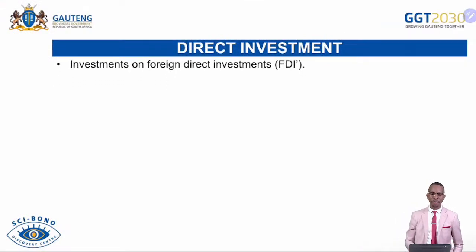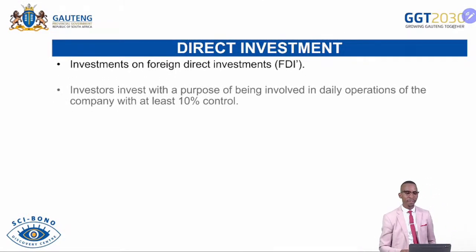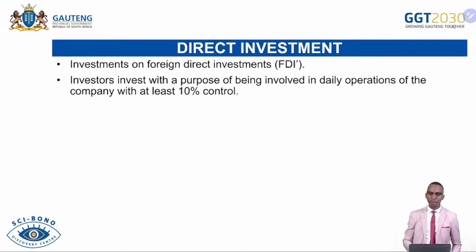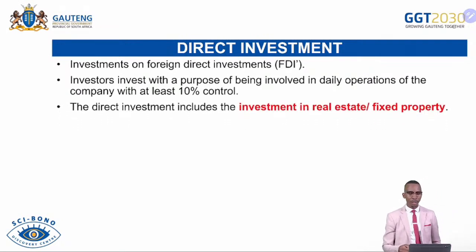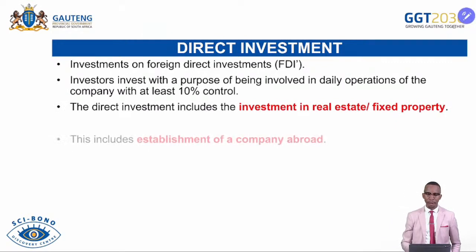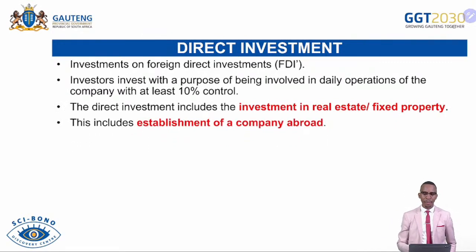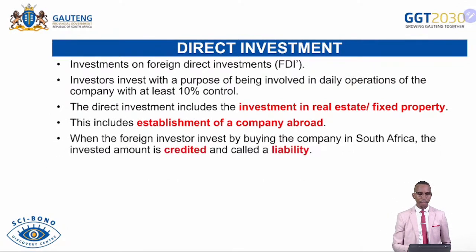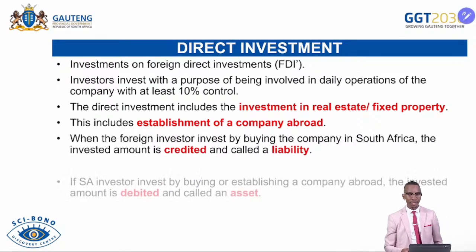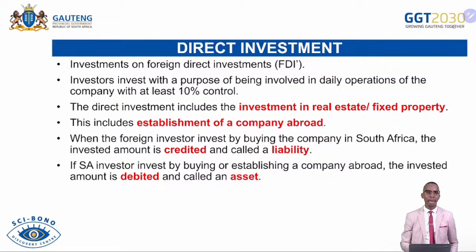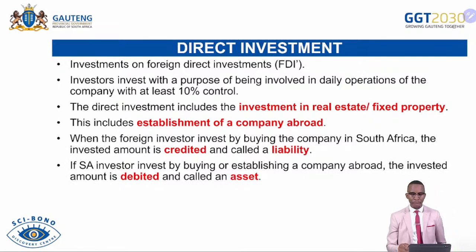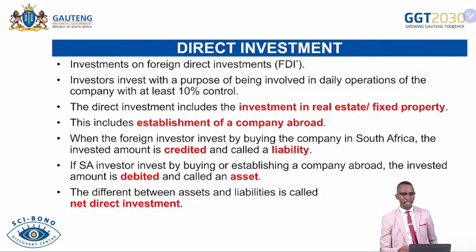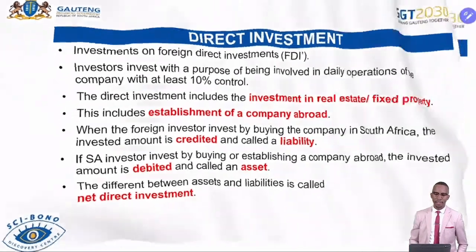So this is the direct investment, or foreign direct investment. We call them FDIs. Investors invest with the purpose of being involved in the daily operations of the company, with at least 10% control. So direct investment includes investment in real estate, fixed property, and the establishment of a company abroad. When a foreign investor invests by buying a company in South Africa, the investment amount is credited and called a liability. And if a South African investor invests abroad by establishing a business or company, the invested amount is debited and called an asset. The difference between assets and liabilities is called the net direct investment.